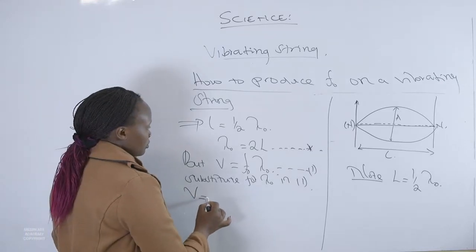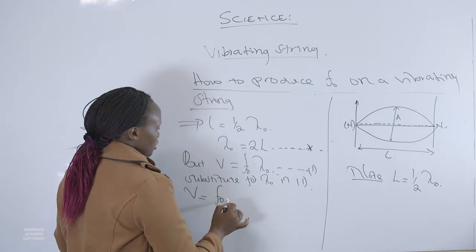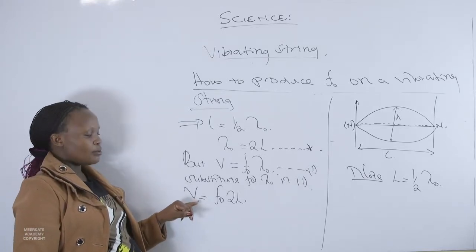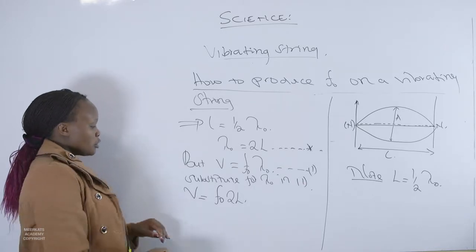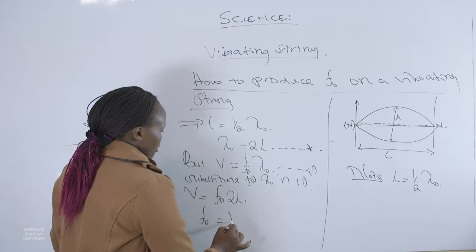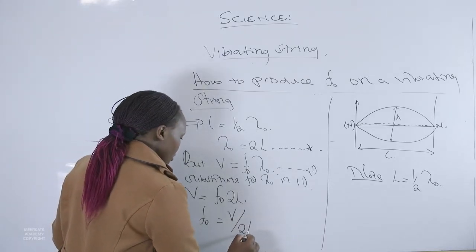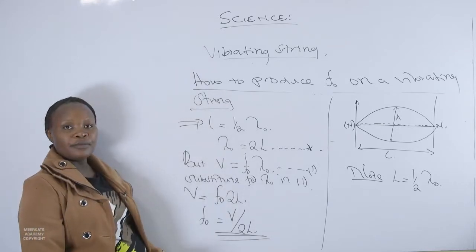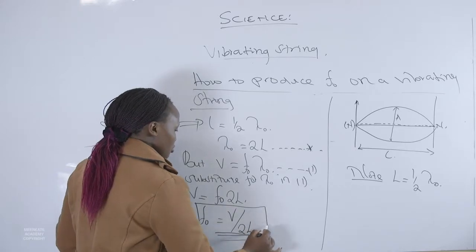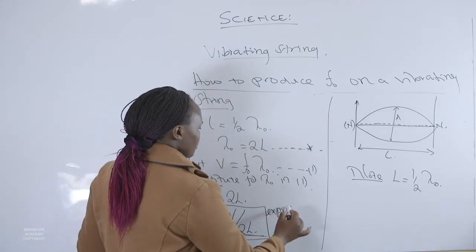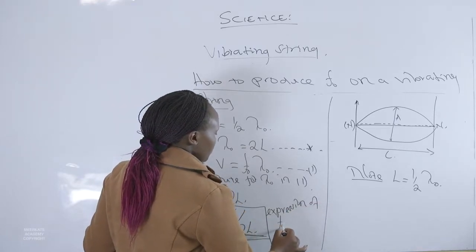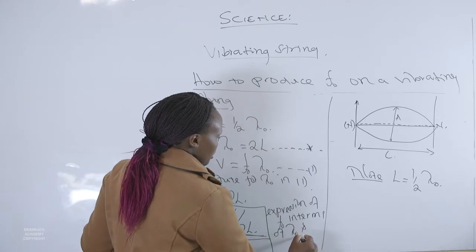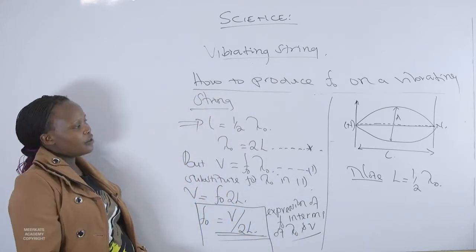V will become F naught 2L, and then we are interested in getting an expression for our fundamental frequency, so we make it the subject of the formula, so that now it becomes V over 2L. Clearly this is an expression of fundamental frequency in terms of the fundamental wavelength and the speed of our wave that we have produced.